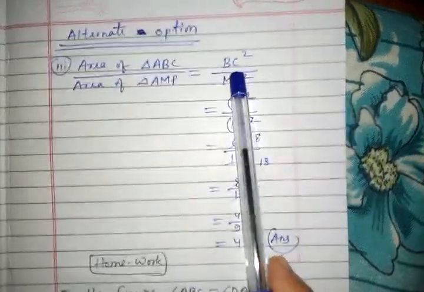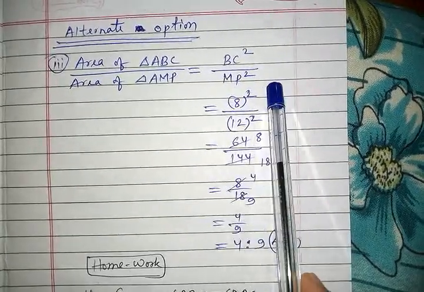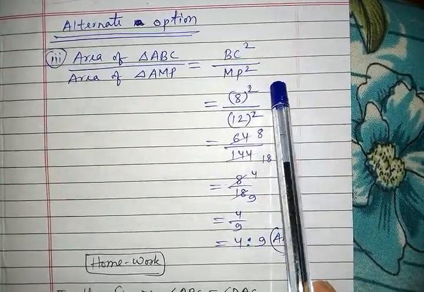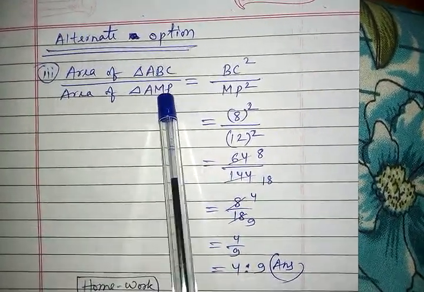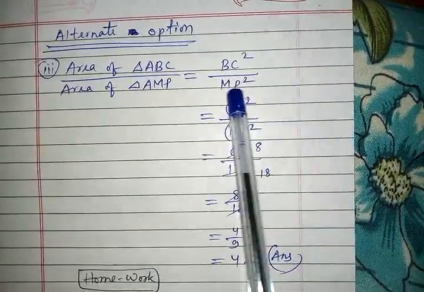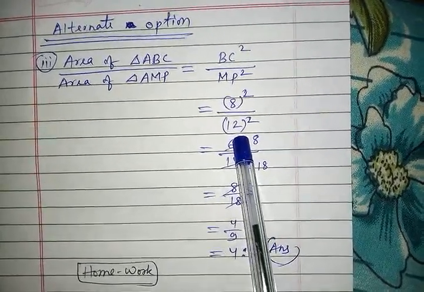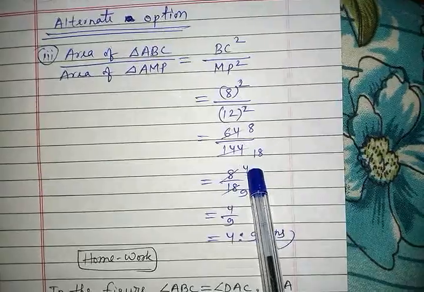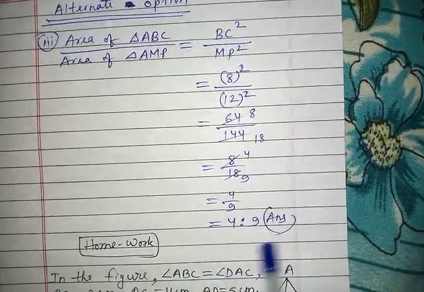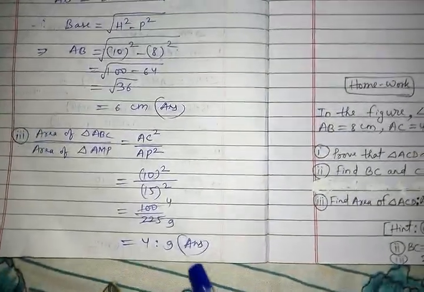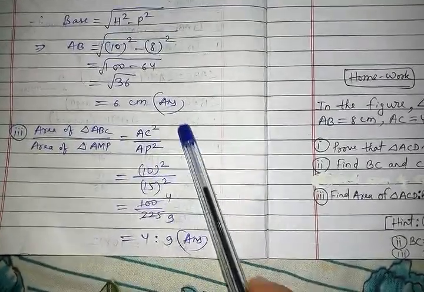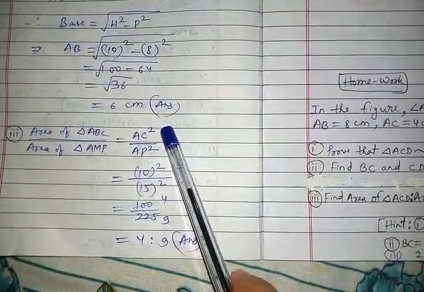One more option, one more way I have done. Just now I had told you BC value also is given, MP value also is given. BC we have got, just now we got BC is 8. So BC square, that means if I am using BC, I am using MP. So BC square is 8 square, MP is 12. It is given in the diagram, 12 square. 64 by 144, and if we cancel, same answer we get, 4:9. So that means you can take any one pair of square of sides which is known. Both should be known. So that way I have done.